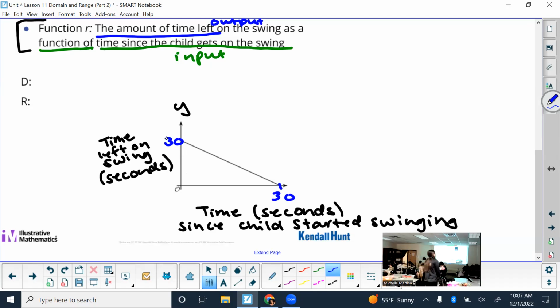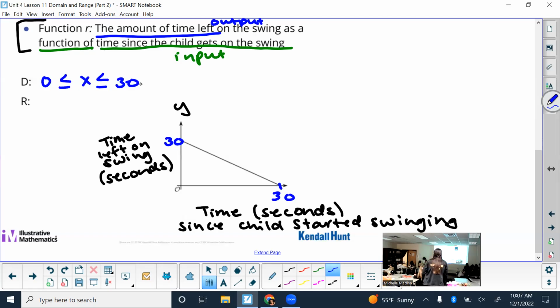Now for the domain, did it change from the last time? No, she's still 0 to 30 seconds on the swing. So my domain is all the numbers from 0 to 30, including all the decimals in between.